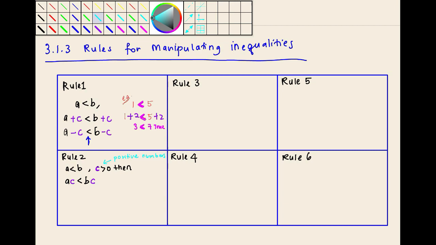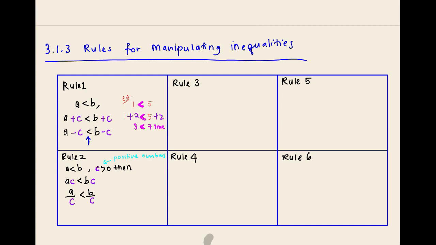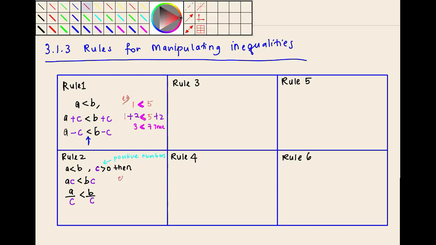So sama juga dengan bahagi. Tadi darab sama juga dengan bahagi. If A divided with C on the left hand side, so sama juga dengan right hand side, B divided with C, sama, direction tidak berubah. The inequality kekal sama. It's always A divided with C kurang the B divided with C. Okay, contoh example, kita nak prove, betul ke? Okay, kita prove kan. Contoh, 1 is less than 5.